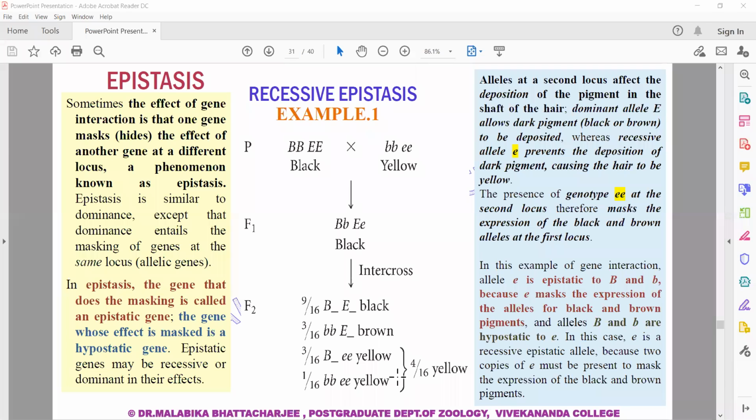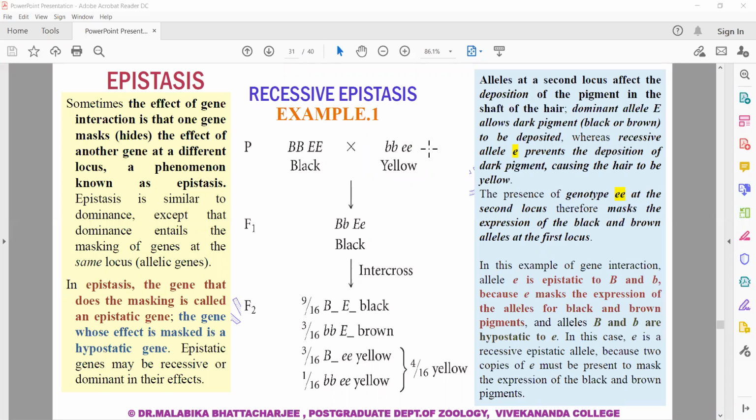So you can see that is the deviation from the original ratio of 9:3:3:1 to 9:3:4. So this is a case of recessive epistasis. Again, I am saying why epistasis? Because a set of genes is masking the effect of another gene. Here, if you see in this particular example, the small e is able to mask the effect of the other set of alleles in the other gene.